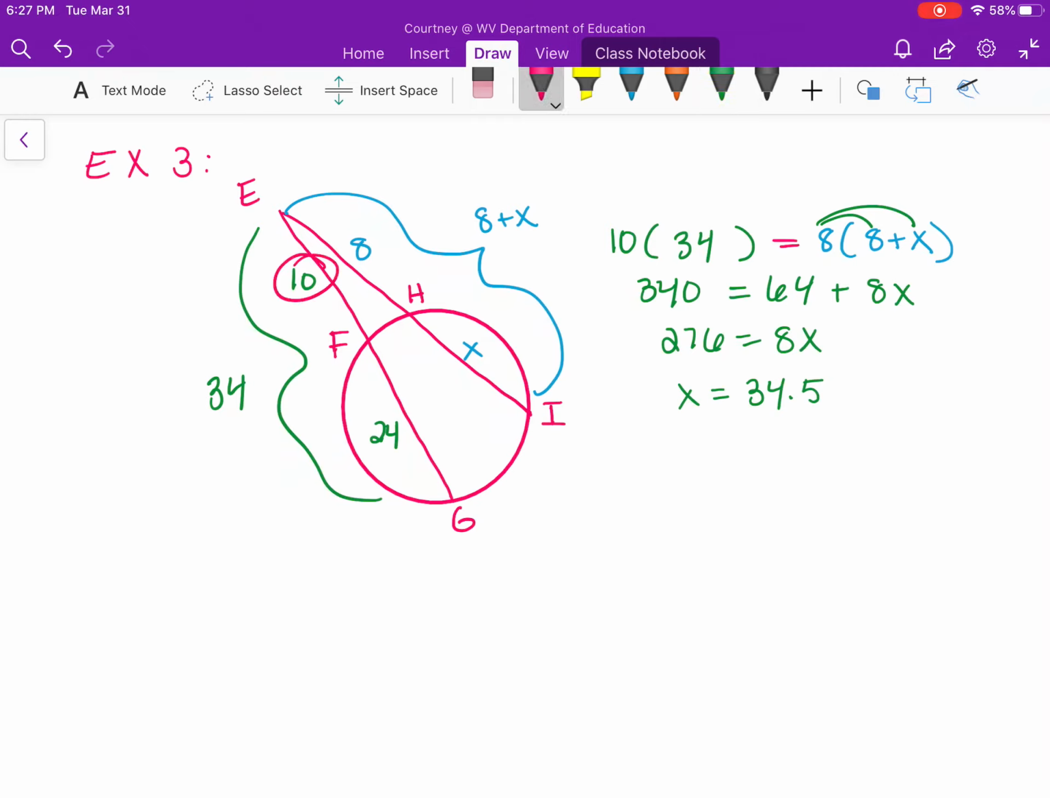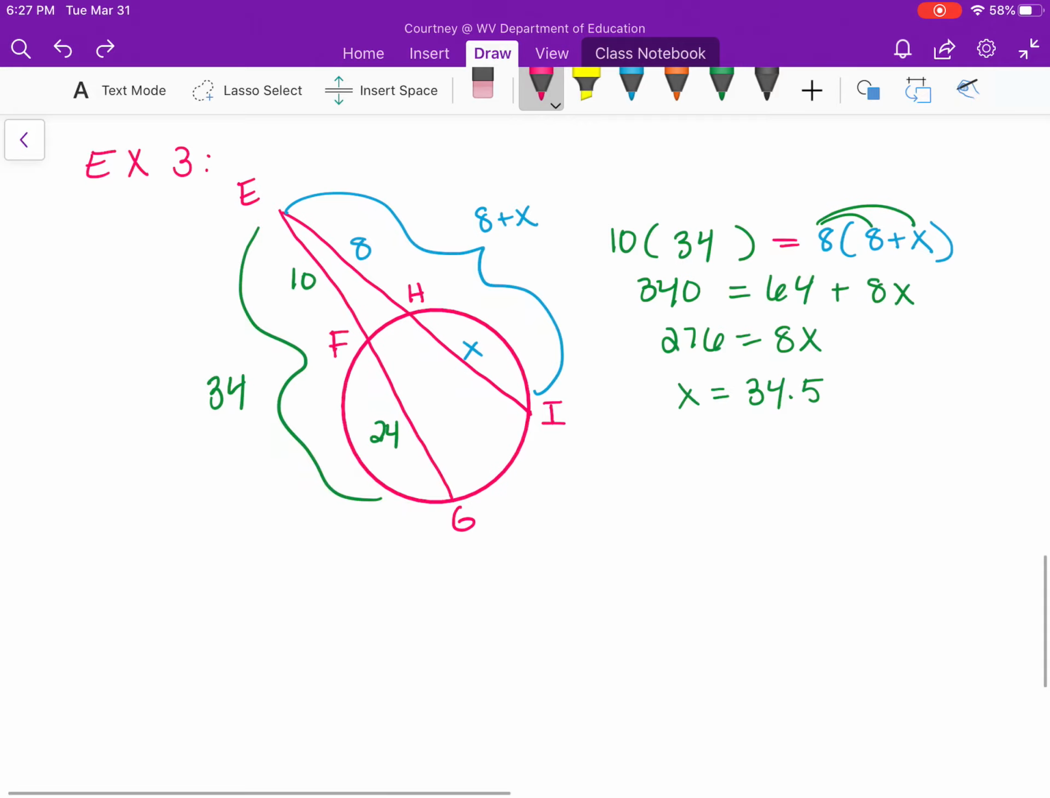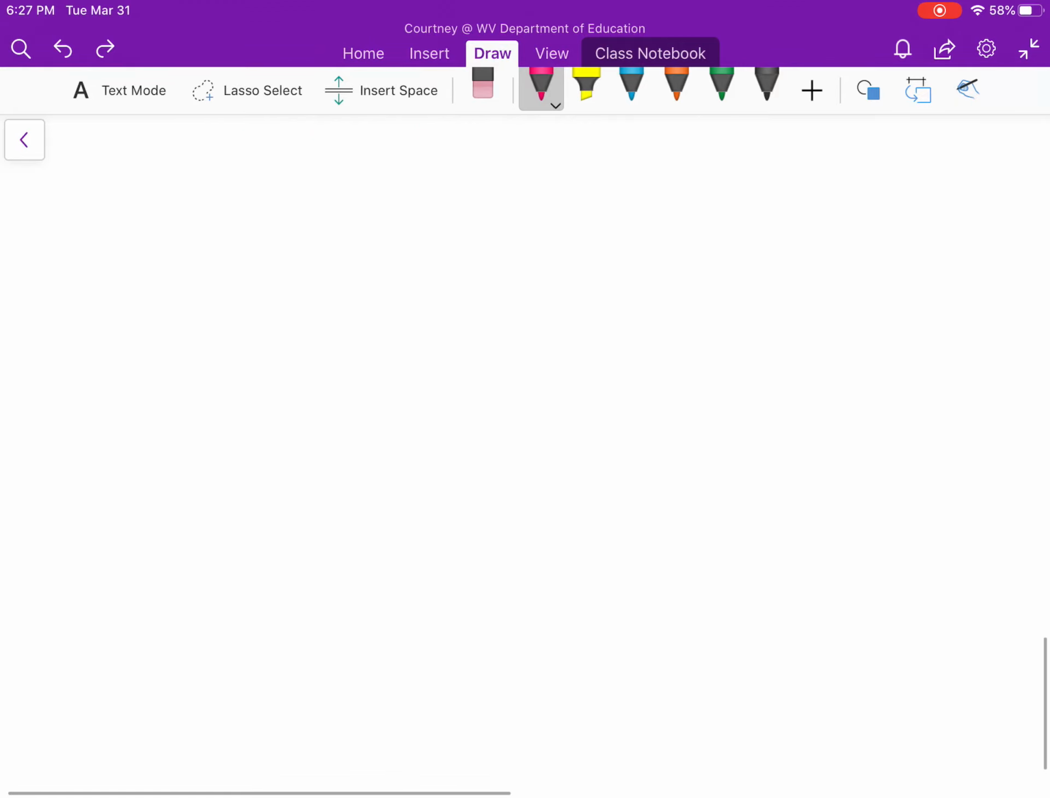Just remember not to put 10 over 24. Put 10 over the whole. That's all you need to remember there. And those are secant segments because they cross at 2 points. Now the last thing we're going to do is look at tangent segments. Okay, so let's go look at a tangent segment. This is point number 3, our last point, and we have one more example, and then we're done.